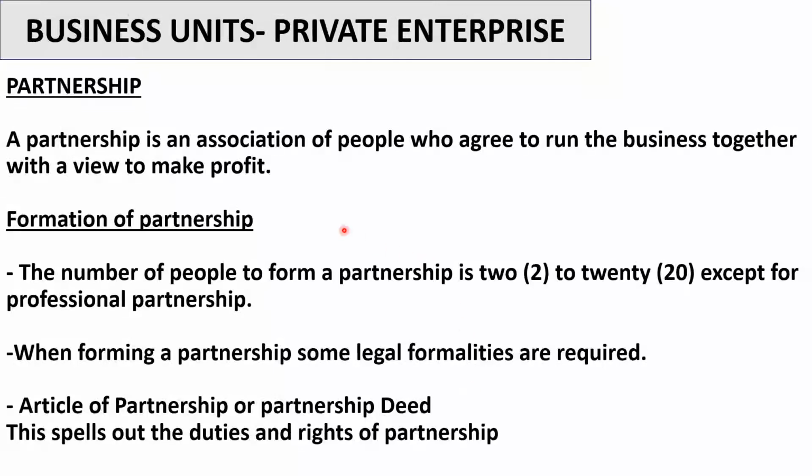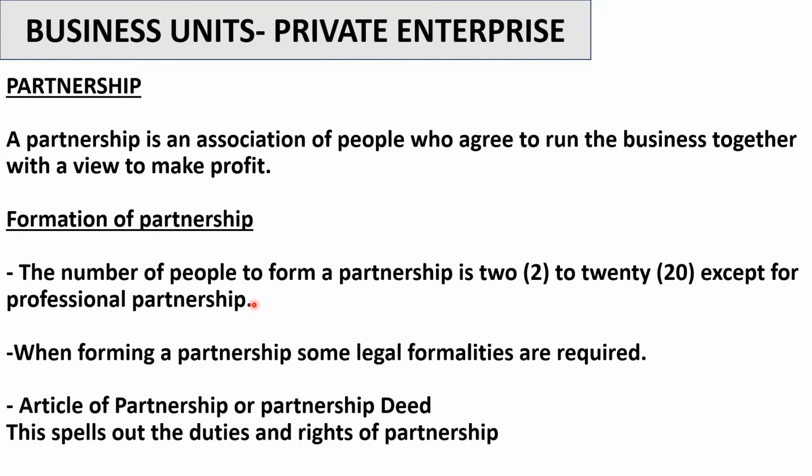So the next type of business entity is partnership, which is defined as an association of people who agree to run the business together with a view to make profit. So when two or more people come together with an idea of running a business, it's called a partnership. Now, for a partnership to be formed, what has to be done? The number of people to form a partnership is 2 to 20, except for professional partnerships. They should not exceed 20.